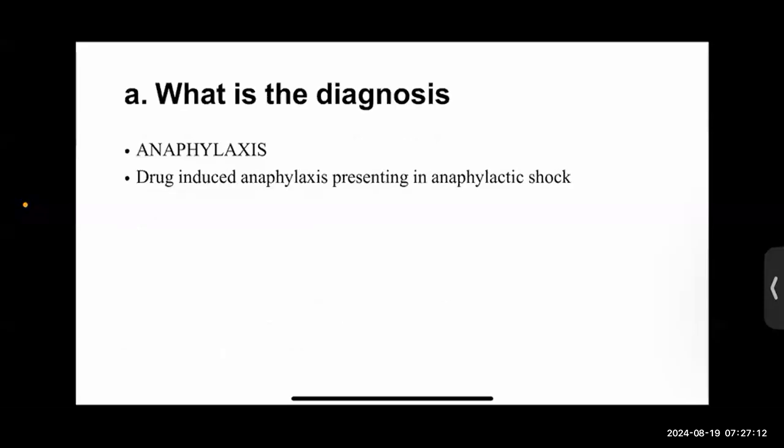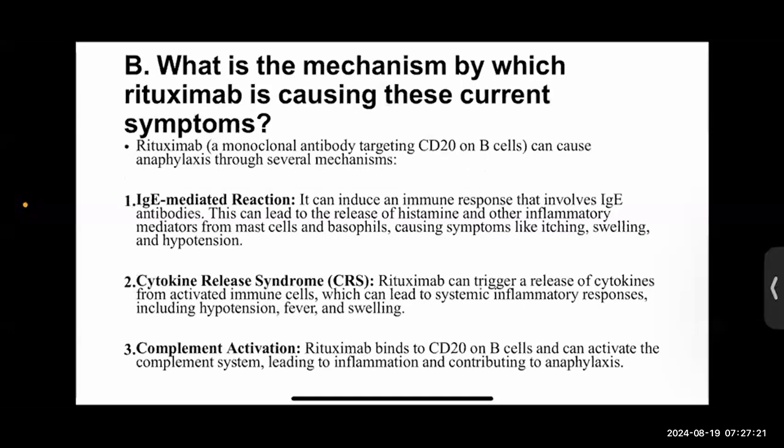The diagnosis is that the patient has a drug-induced anaphylaxis presenting as anaphylactic shock. So the diagnosis for this patient is anaphylaxis. What is the mechanism by which rituximab is causing these symptoms? Rituximab can cause anaphylaxis through several mechanisms. One, it can cause it through an IgE-mediated reaction, which leads to release of histamine and other inflammatory mediators from mast cells and basophils, resulting in the symptoms the patient is having, like itching, swelling, and hypotension.